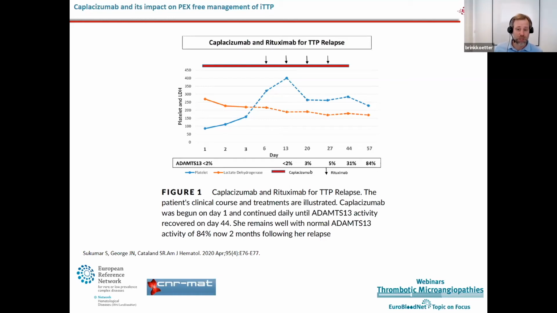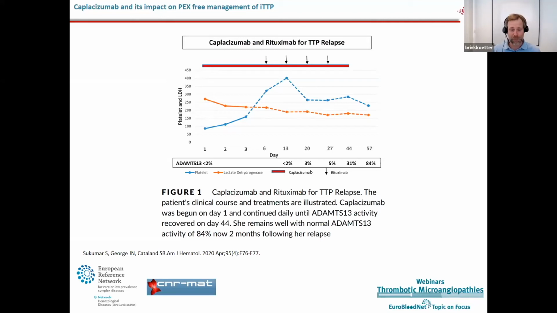Her hemoglobin was 12.7, and the lactate dehydrogenase, the LDH level, was 270, so slightly above the limit of normal. The blood smear had many schistocytes, so the treating physician diagnosed a TTP relapse. However, the patient approached the treating physician asking if hospitalization, the placement of a central venous catheter, plasma exchange, and even glucocorticoids could be avoided.